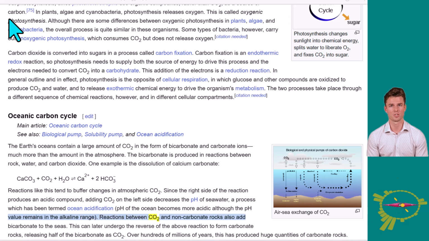Reactions between CO2 and non-carbonate rocks also add bicarbonate to the seas. This can later undergo the reverse of the above reaction to form carbonate rocks, releasing half of the bicarbonate as CO2. Over hundreds of millions of years, this has produced huge quantities of carbonate rocks.